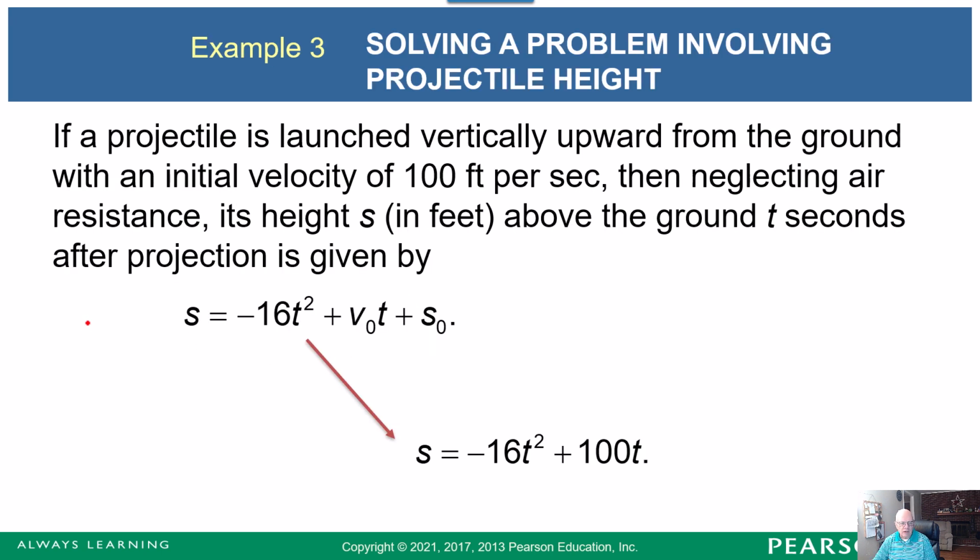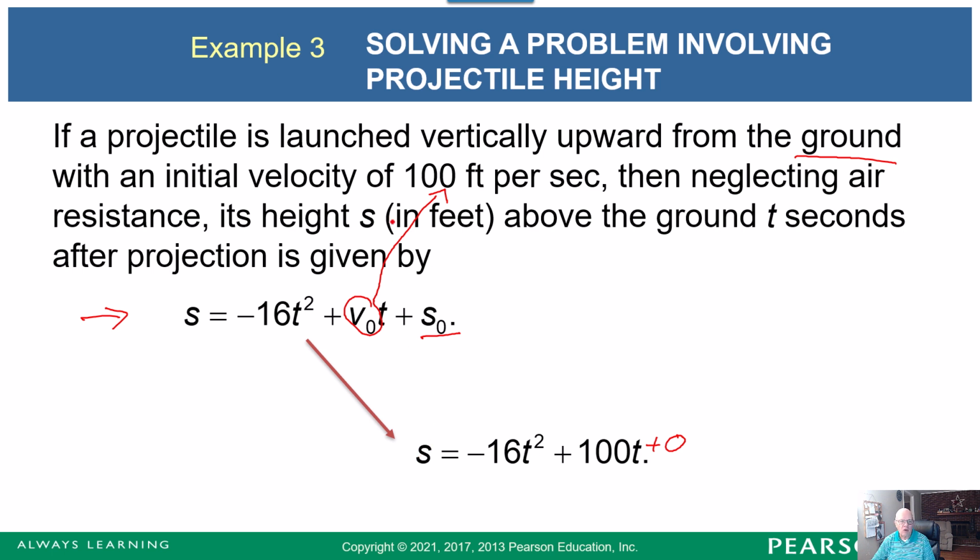So here's our formula, one we're going to use. And it says the projectile is launched vertically upward from the ground. The initial velocity is 100. So this number right here is 100 feet per second. It's sent from the ground, and the ground is at 0. So we actually have a plus 0 here because it starts at 0 feet above the ground.